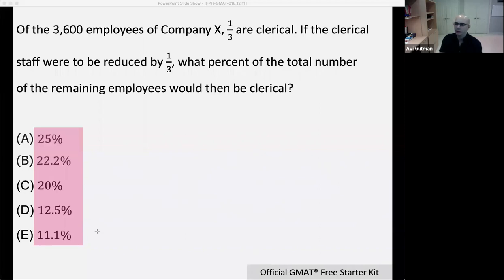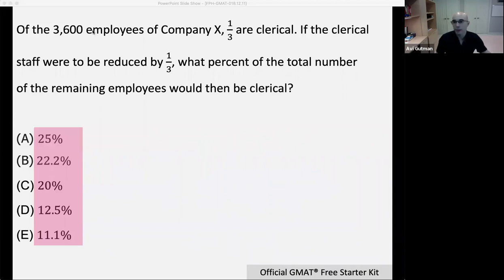A percent on its own is meaningless. A percent is always out of something. This is the same thing as a fraction out of something. It's a ratio. I also notice fractions in the question stem, so I know that this is a ratio question. And for that reason, I'm thinking that this number 3600 is probably not that important.